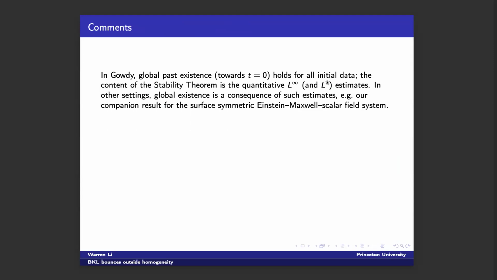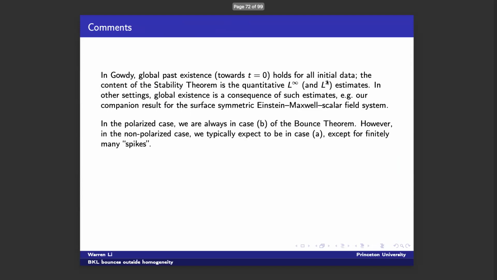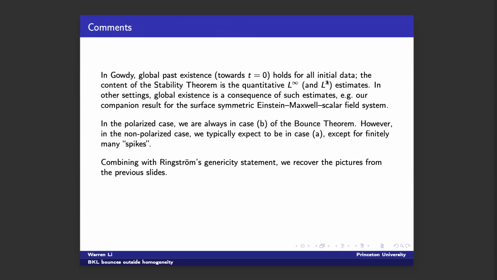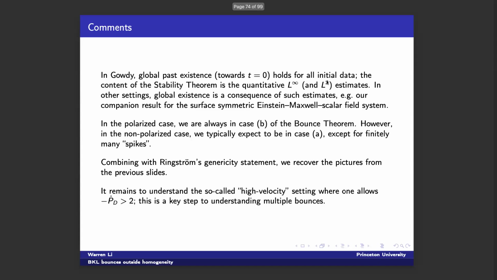In fact, I have a related result in the surface symmetric Einstein-Maxwell-scalar field system where I do it. I want to say that combining with Ringström's genericity theorem, that's how we get the pictures from this. I am still interested in understanding the setting where minus TPTP is allowed to be above 2. This is often called high velocity in Gowdy. I think this would be a very important step if I want to understand more than one bounce. In all my results so far, it's just exactly up to one bounce.